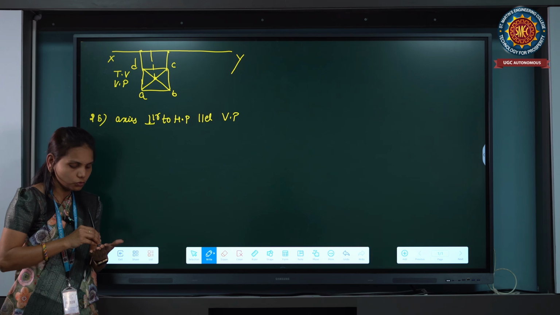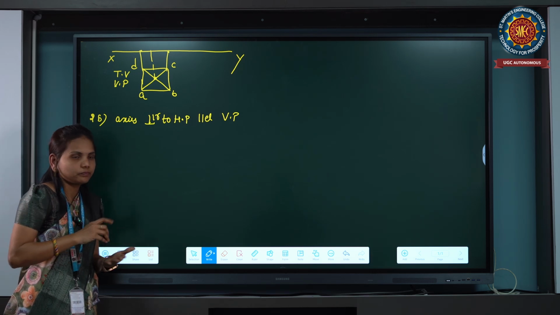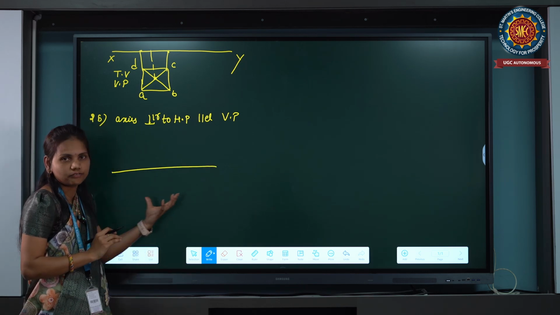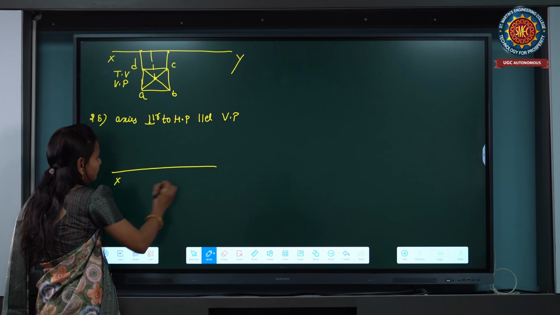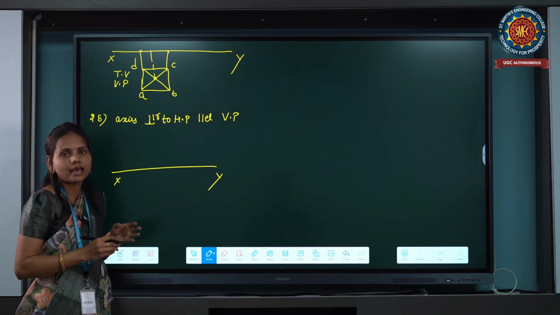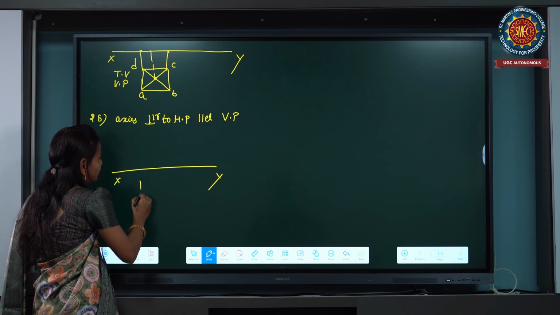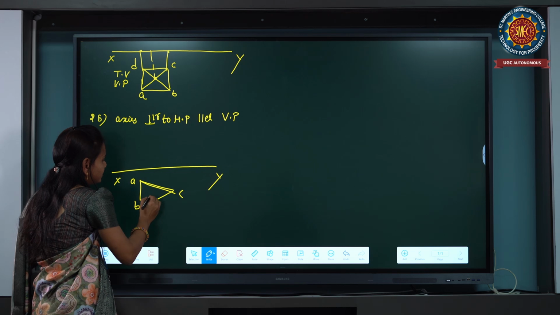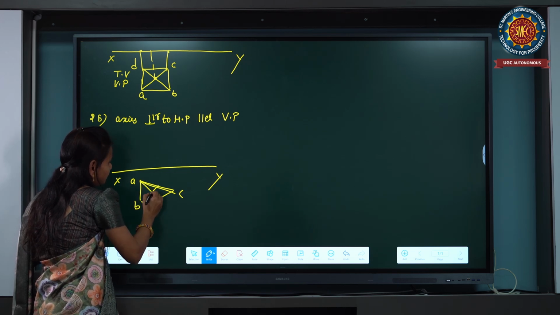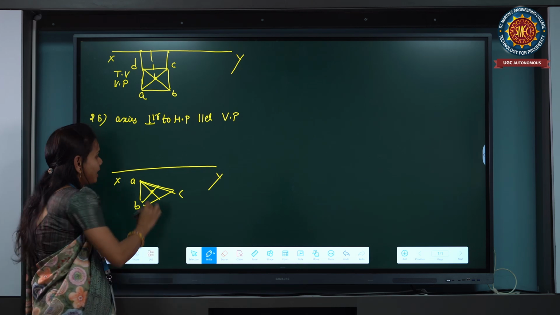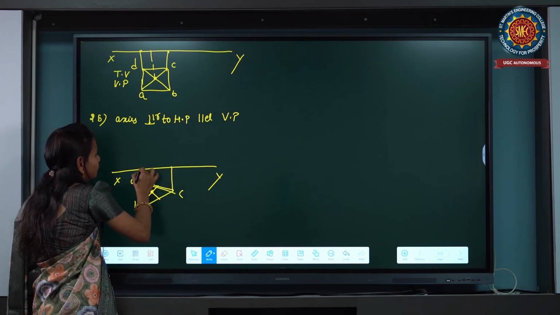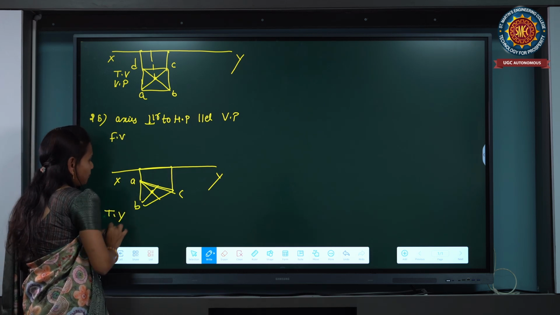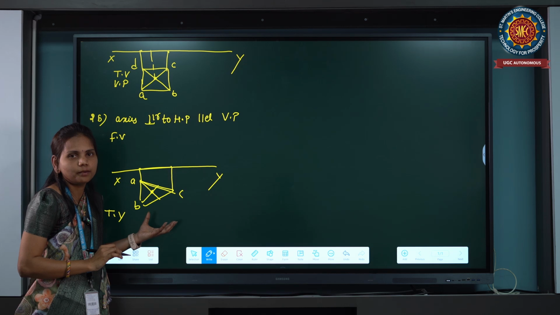So here we are observing the total object in top view, right? For example, I am taking one reference line, this is the X and Y. For example, I am taking a triangle. So this is the triangle A, B, C, and this is the center point. Extend this line up to the front view. So this is the front view and this is the top view. So this position will come.